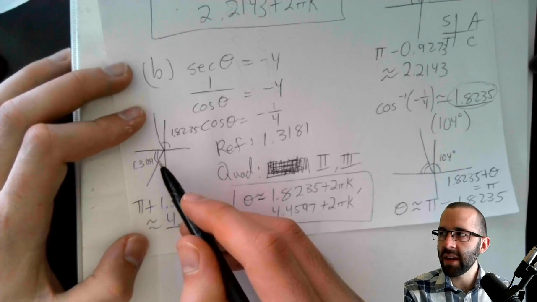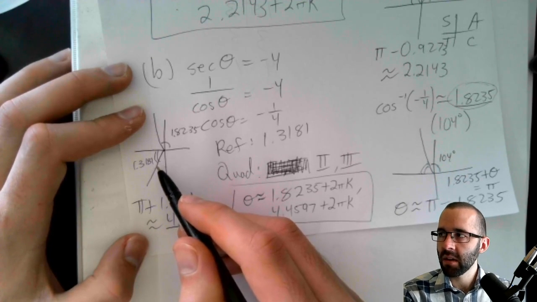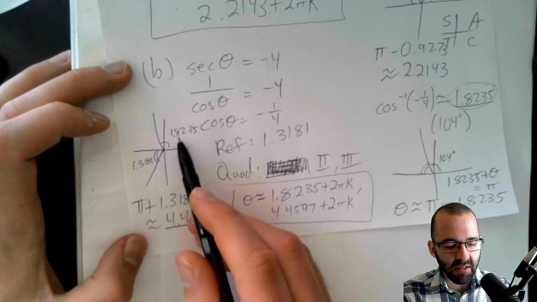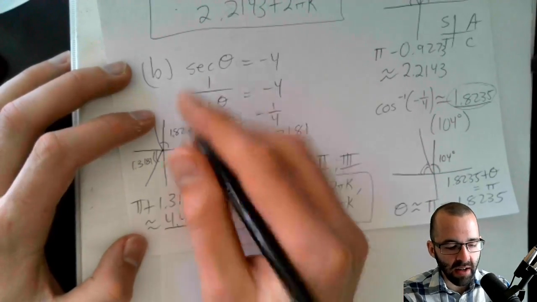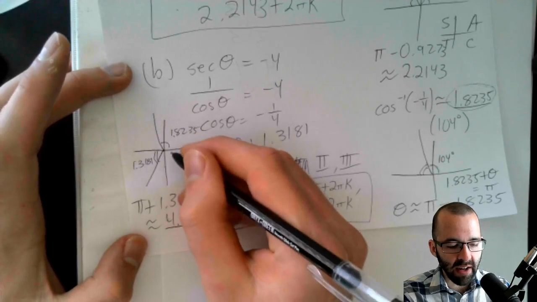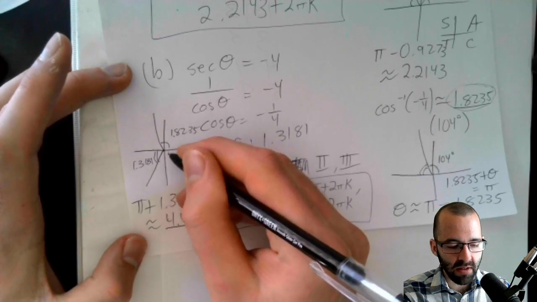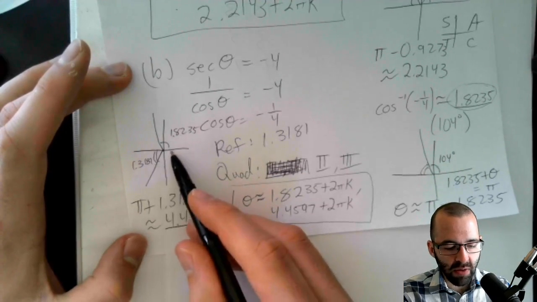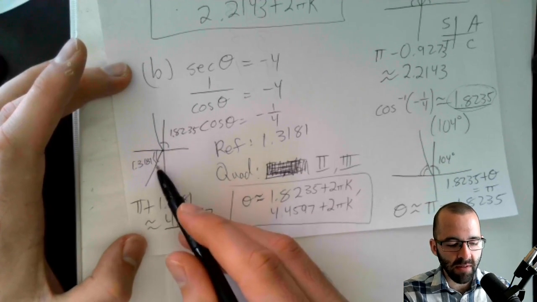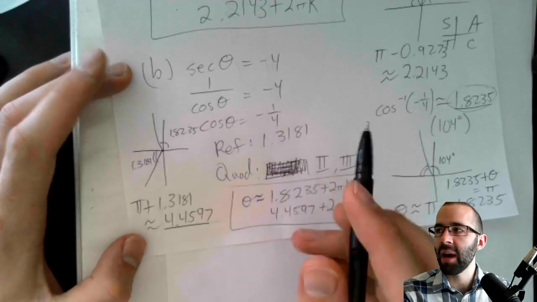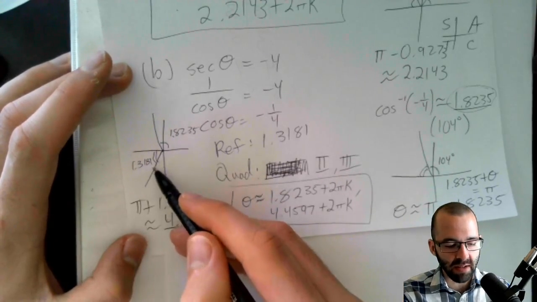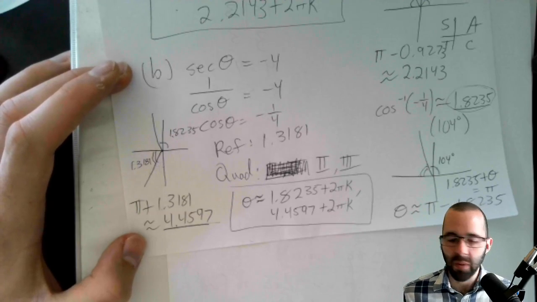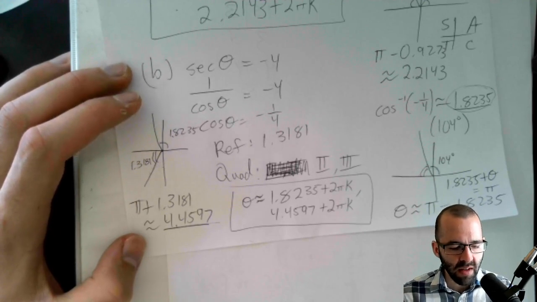Another way of doing it, though, Alex, if you wanted to, is you could also say this angle down here is negative this angle up here, right? This positive angle is the same as this negative angle. So you could have also just used negative 1.8235, which is this right here, and then added 2 pi to that to find the positive coterminal angle in this third quadrant. So that would have been an okay way of doing it as well.